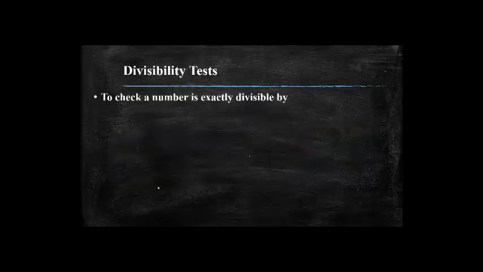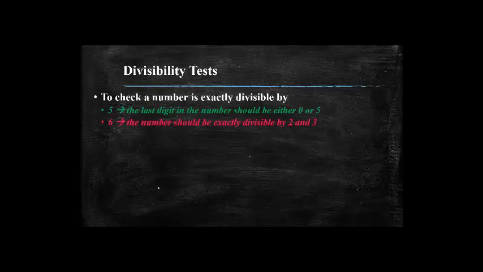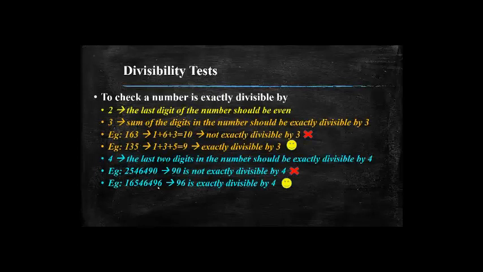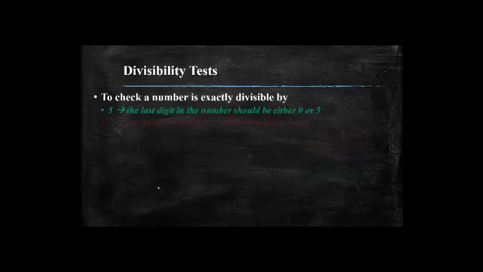For 5, it is pretty simple. The unit digit should be either 0 or 5. In order to check whether the number is divisible by 6, the number should be exactly divisible by 2 and 3. So we should follow the rules for a number that is exactly divisible by 2 and 3. For 6, we check whether the number is exactly divisible by 2 as well as by 3.